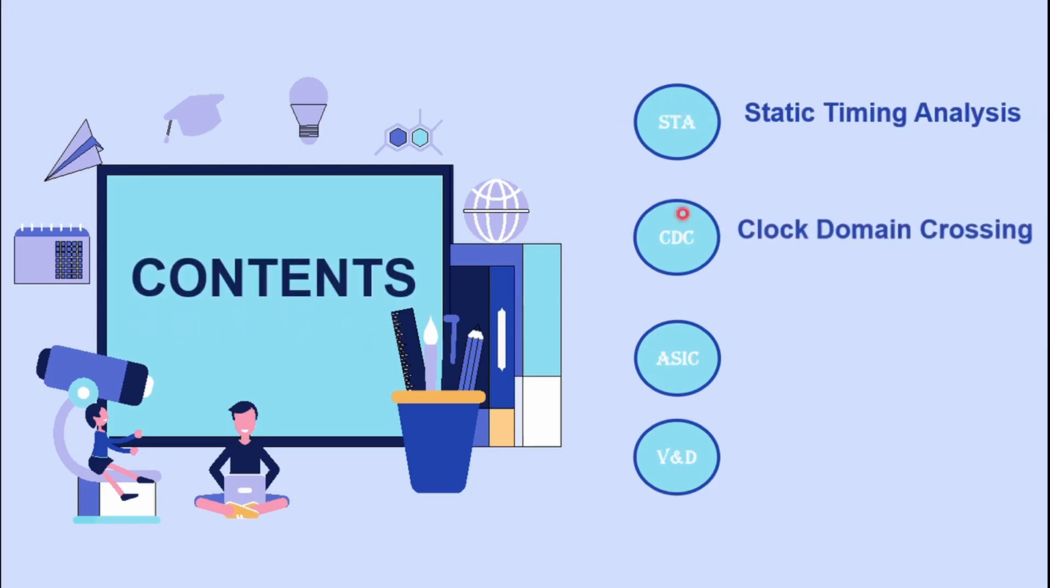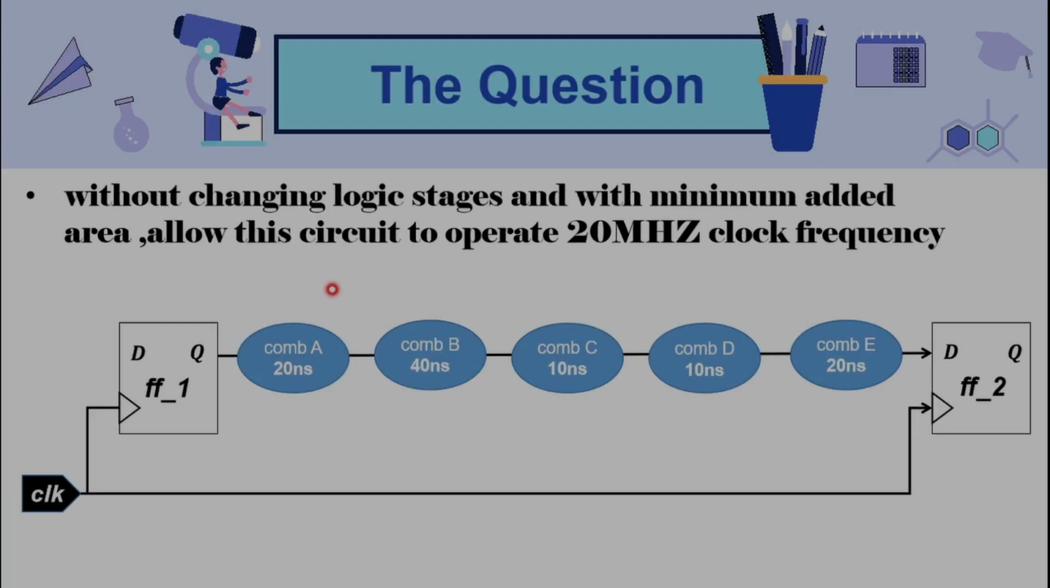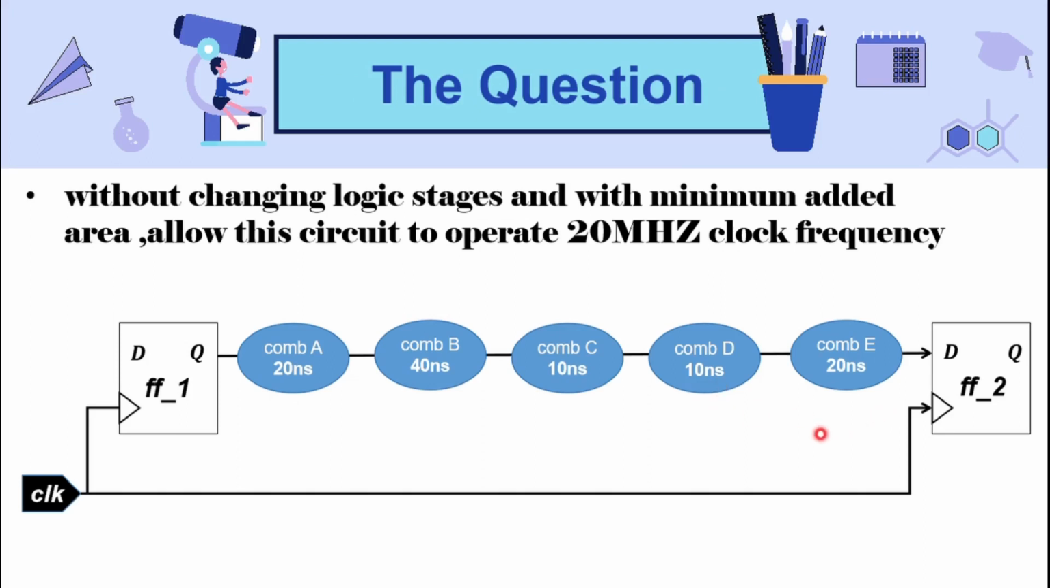The topics are STA, CDC, ASIC, and Verilog design, and today's topic is about static timing analysis. The question today gives you this design and asks you, without changing the logic stage and with minimum added area, to allow this circuit to operate at a 20 MHz clock frequency. Let's see how we can do that.